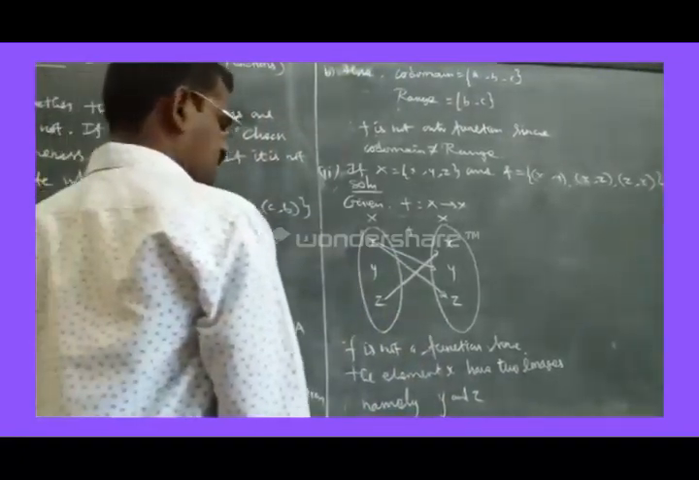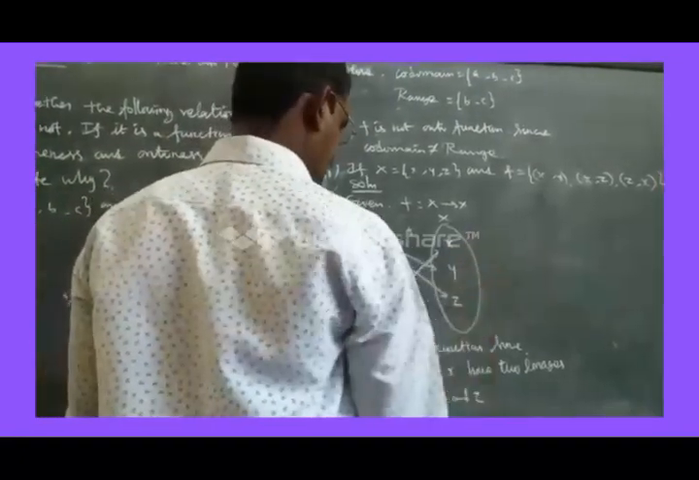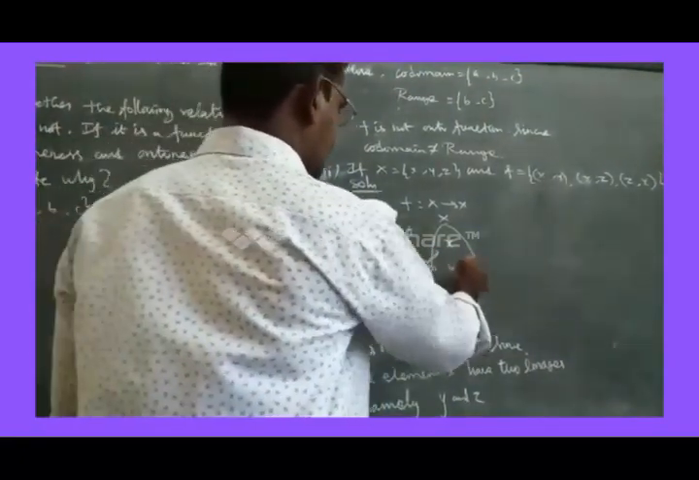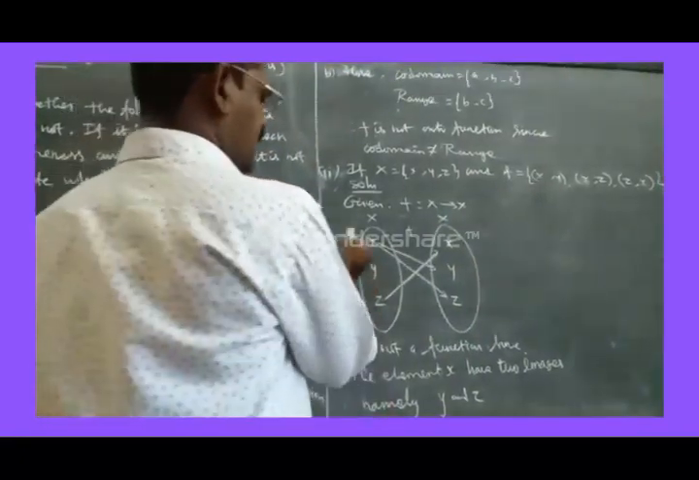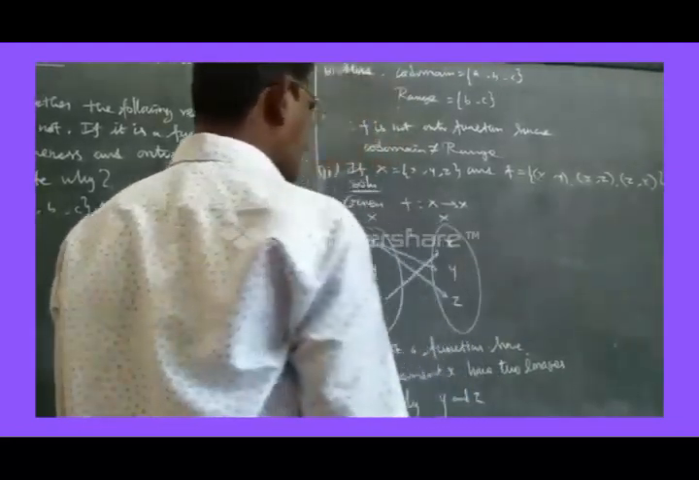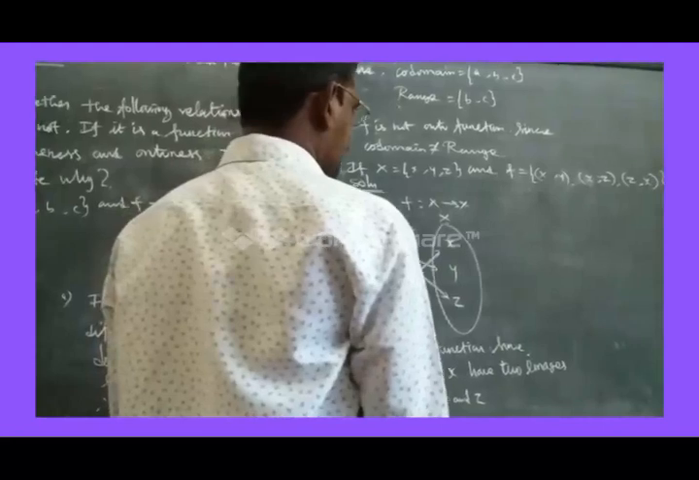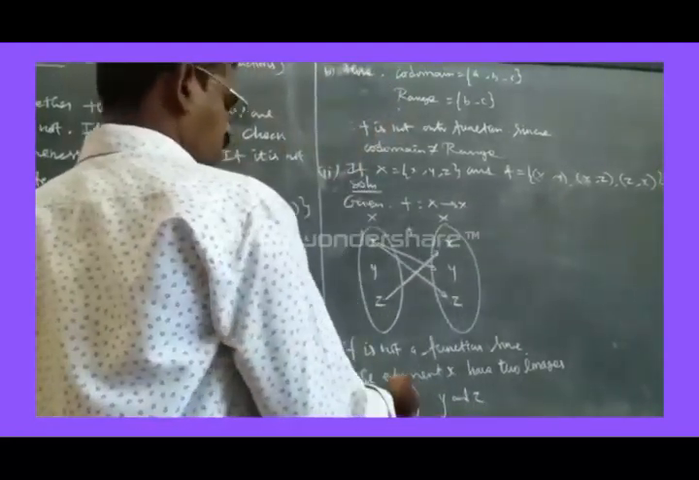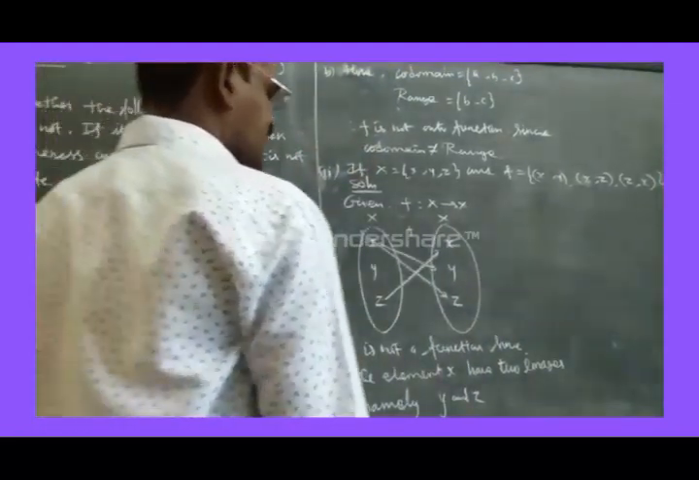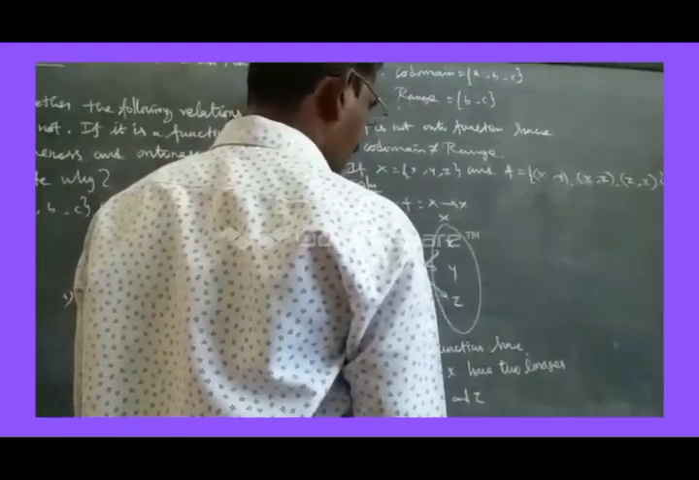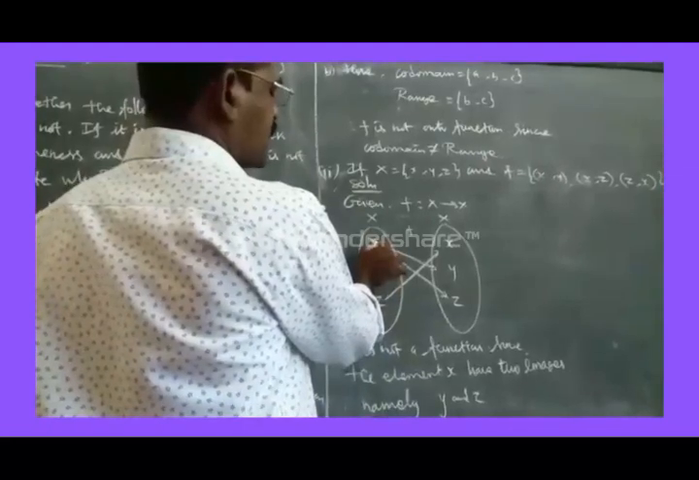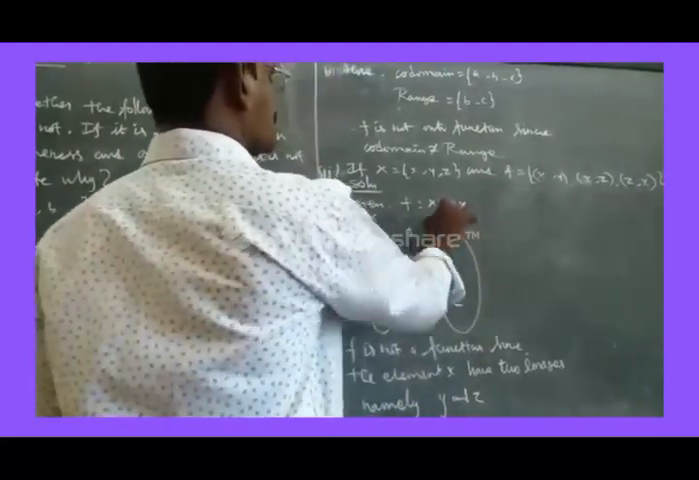f is not a function since the element x has two images, namely y and z. Reason: f is not a function since the element x of X has two images, namely y and z. So the important point is that x has two images in the capital X.